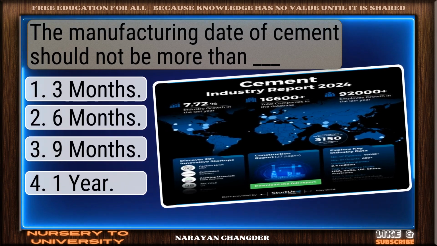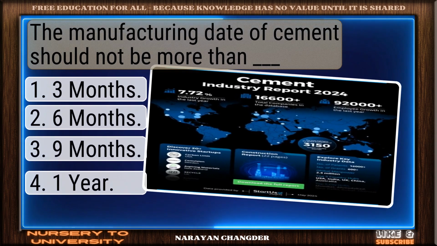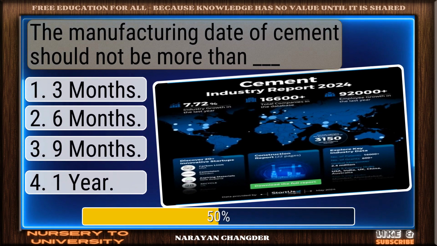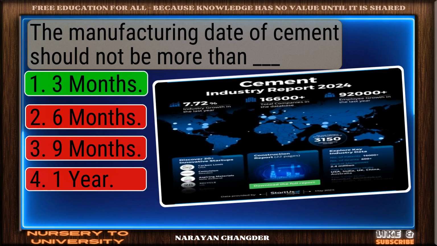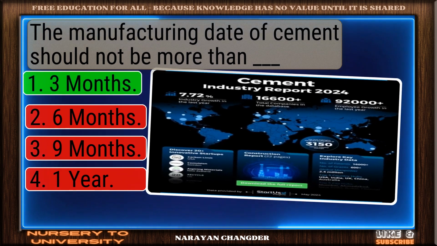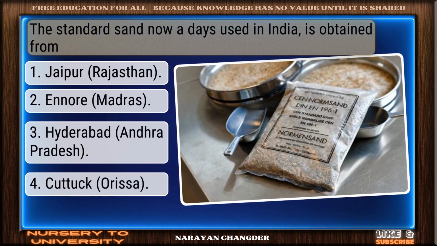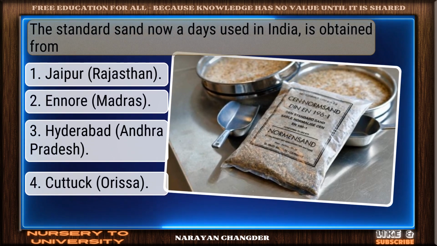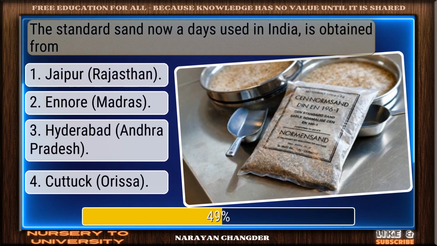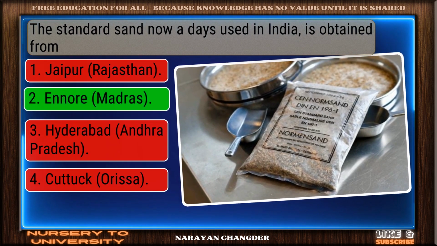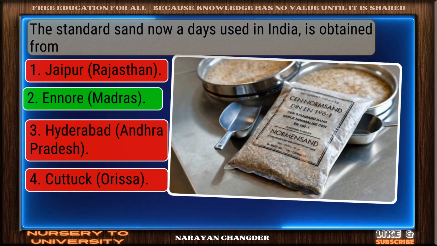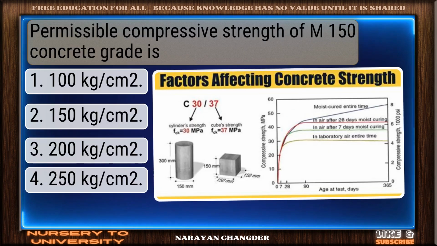The manufacturing date of cement should not be more than dash. Right again. 3 months is a valid answer. The standard sand nowadays used in India is obtained from. Good thinking. Ennore is the right answer.